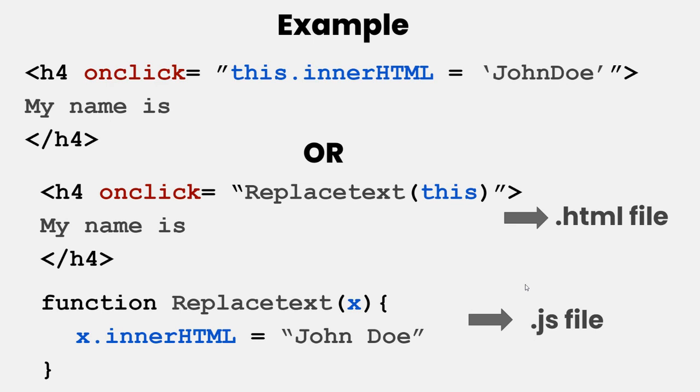We know what a heading 4 element is. It's used to print out text. And within the heading 4 element, we have a text which says "my name is". Now, we do not know what the name is, but all we know is that it shows "my name is", and we do not want the user to know what the name is until the user clicks on this element.